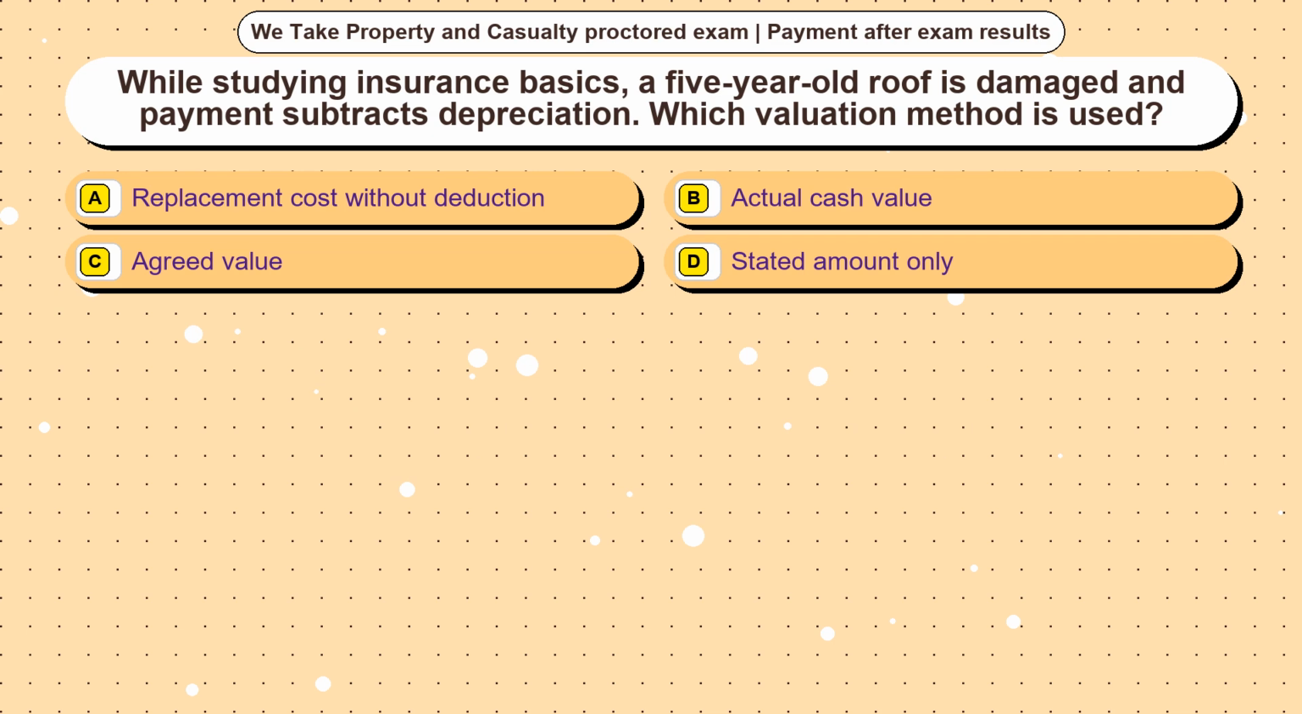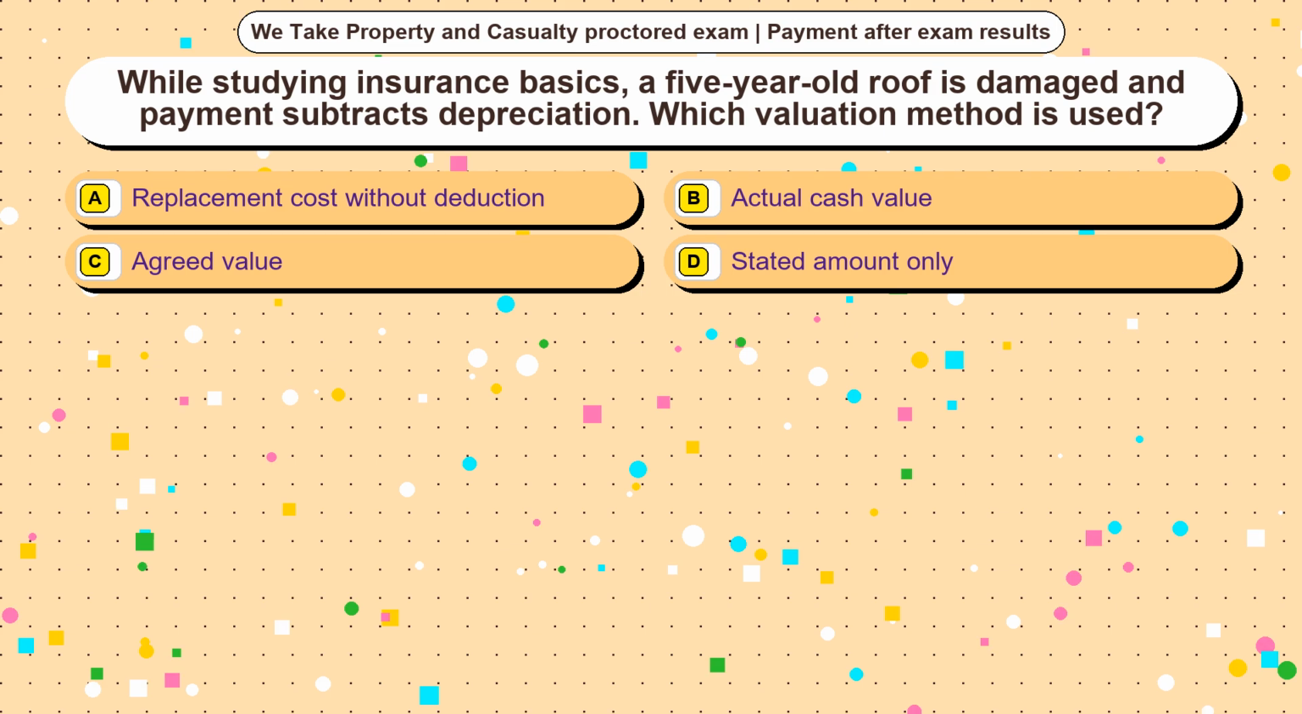Question 1. While studying insurance basics, a 5-year-old roof is damaged and payment subtracts depreciation. Which valuation method is used? Option A, replacement cost without deduction. Option B, the actual cash value. Option C, agreed value. Option D, stated amount only. The correct answer is option.